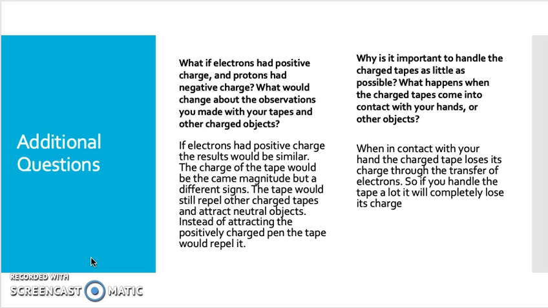Some additional questions to consider. What if the electrons had positive charge and the protons had negative charge? What would change about the observations made with the tapes? If the electrons have positive charge, the results would be similar in that the charge of the tape would be the same magnitude but a different sign, and the tape would still repel other charged tapes and attract neutral objects, but instead of attracting the positively charged pin, the tape would repel it.